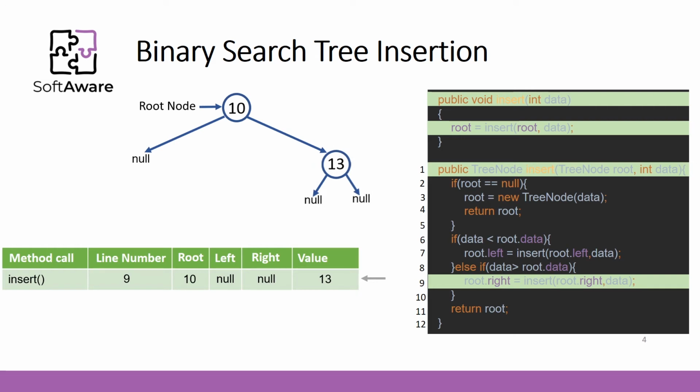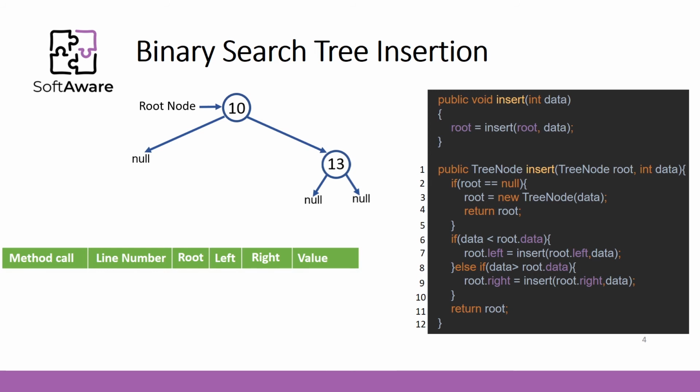Inserting a lower data element than 10 would basically do the same operation with only one difference. Instead of root.right, it would do it for root.left. The insert operation in a binary search tree has linear time complexity of big O(n) in the worst case.